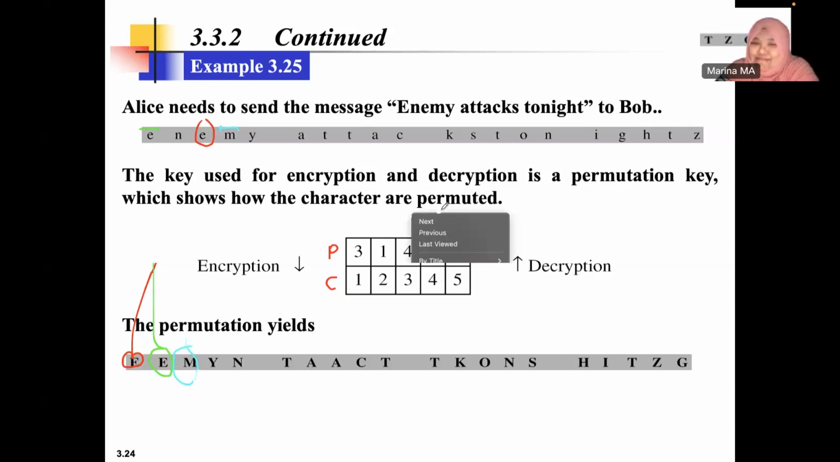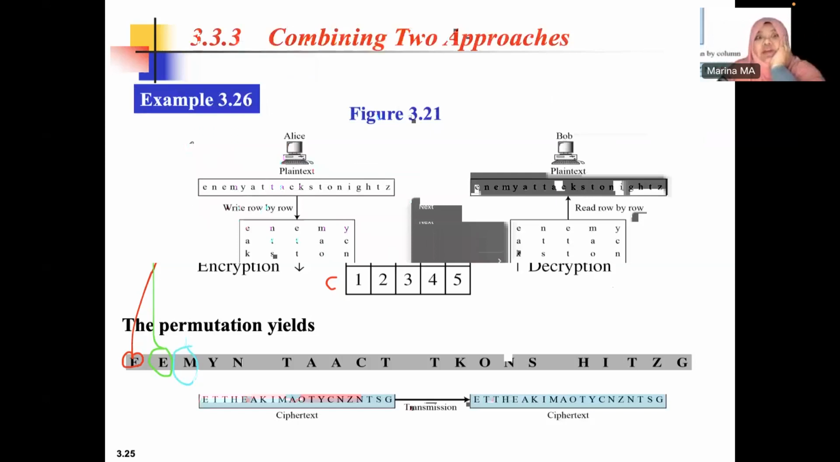Traditional symmetric cipher. You can also, I think this is one of the last parts, combine the two approaches. You combine keyless and key. For example, enemy attacks tonight, you use rail fence, or you write row by row. So in this case, there are 5 rows. Instead of rail fence earlier, where you do only 2 rows.